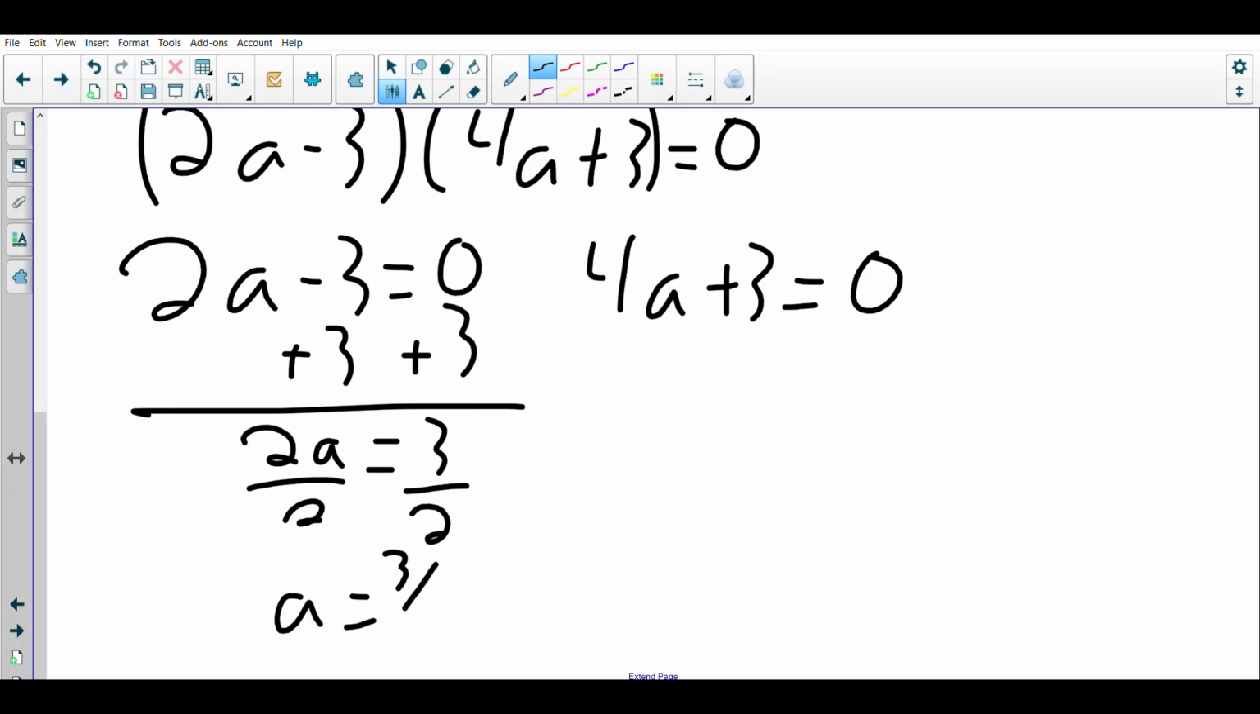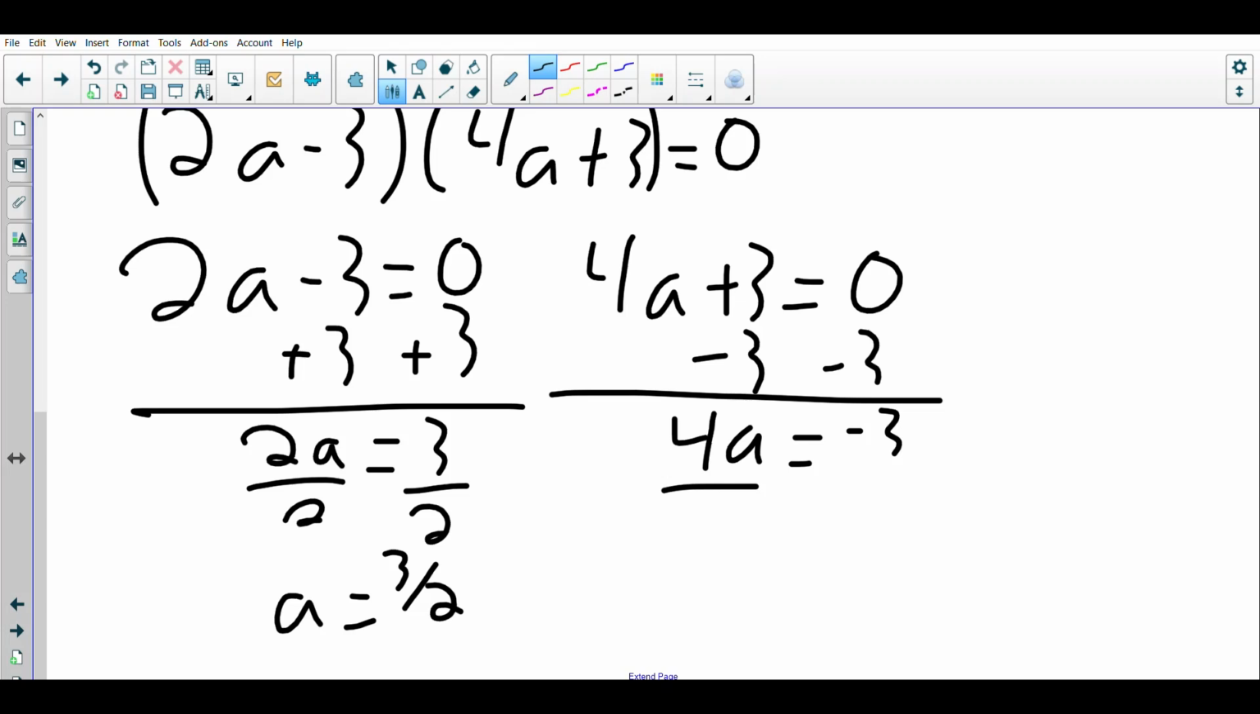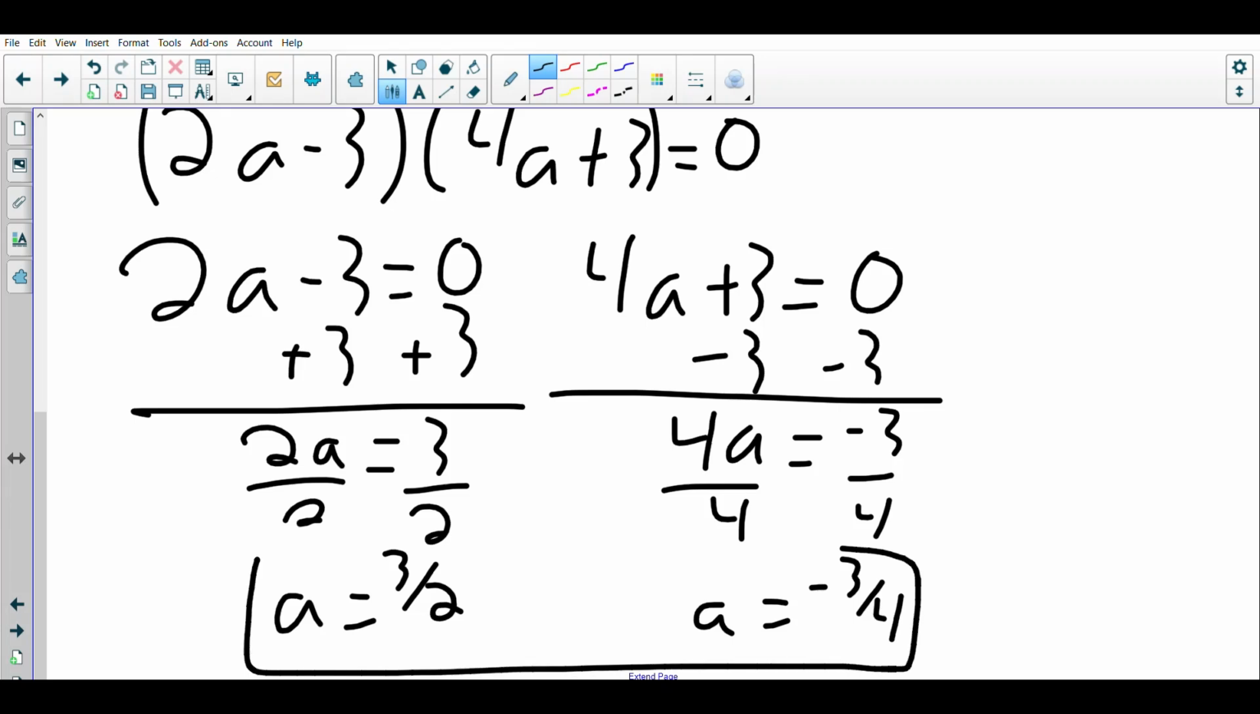That's one answer. Then the second one, subtract 3. So I have 4a equals negative 3. Divide by 4. So my second answer, a is equal to negative 3/4. So there is my solution to this equation. Remember, the only ones you can solve are the ones that have an equal sign to start with.